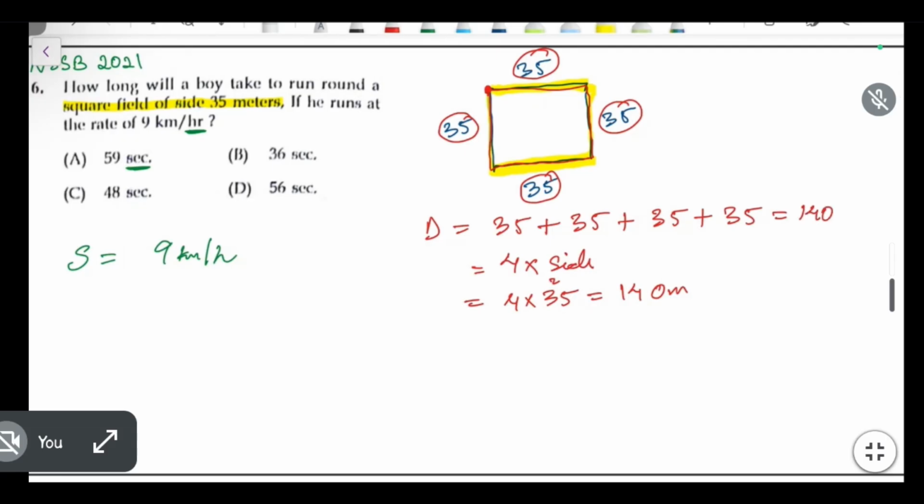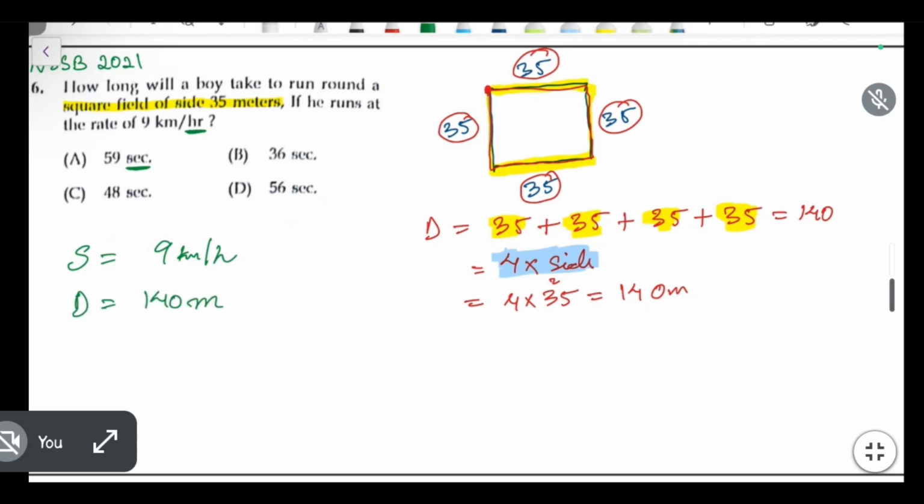So first side, second side, third, and fourth. We know that all the sides of a square are the same, and the length of each is 35. If you are familiar with the formula, the perimeter of a square is nothing but 4 into side. Now we got our distance as this one. So I'll just write distance is equal to 140 meter.